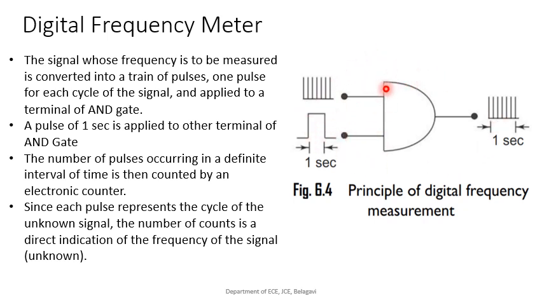You have an AND gate. One input of the AND gate is a pulse of duration 1 second, or an on time of 1 second, and the other input of the AND gate is pulses. Now these pulses are produced from the signal that you want to measure the frequency of.